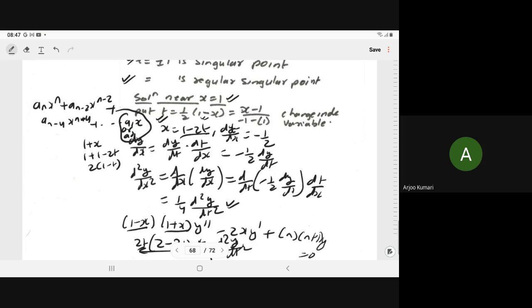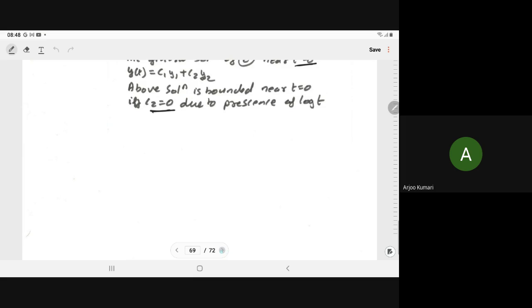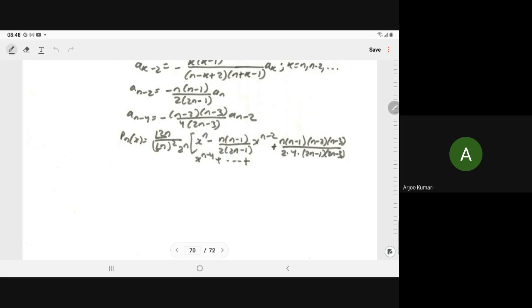If you write it in the reverse way, in general we write an x to the power n, summation from n equal to 0 to infinity, right? So in the reverse way, if you write, the last term will be either a1x or a0, depending on whether n is even or odd.